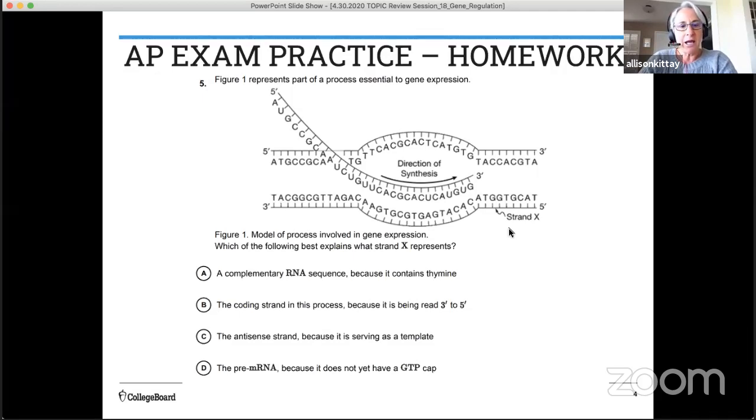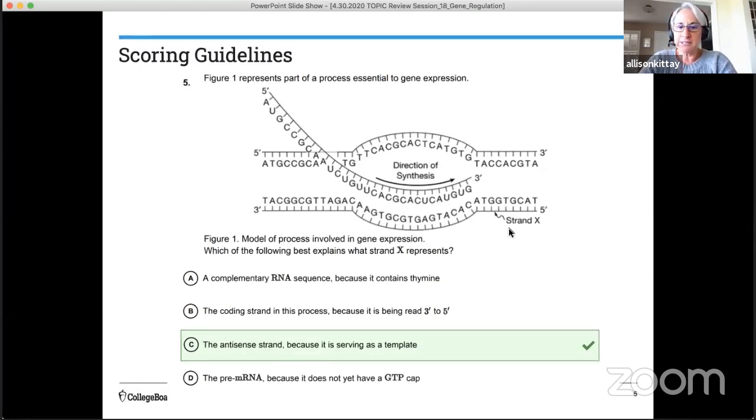Is it A, a complementary RNA sequence because it contains thymine, B, the coding strand in this process because it is being read 3' to 5', C, the antisense strand because it is serving as a template, or D, the pre-mRNA because it does not yet have a GTP cap? Okay, so hopefully you have your answer. And the correct answer is C. It is the antisense strand because it's serving as the template.